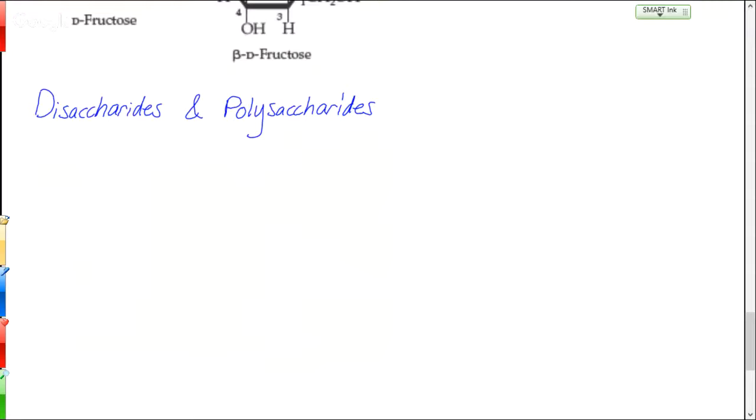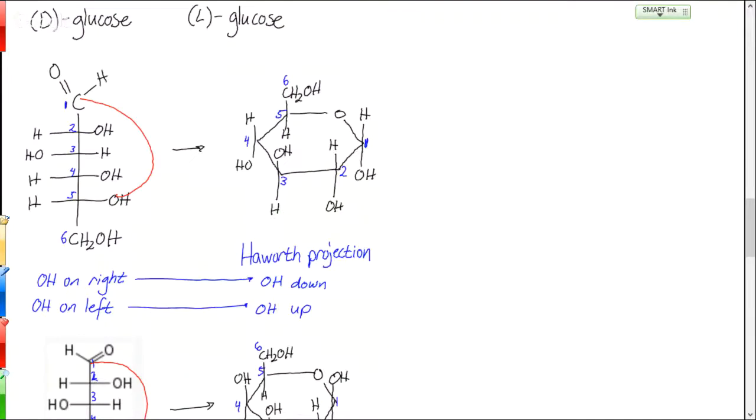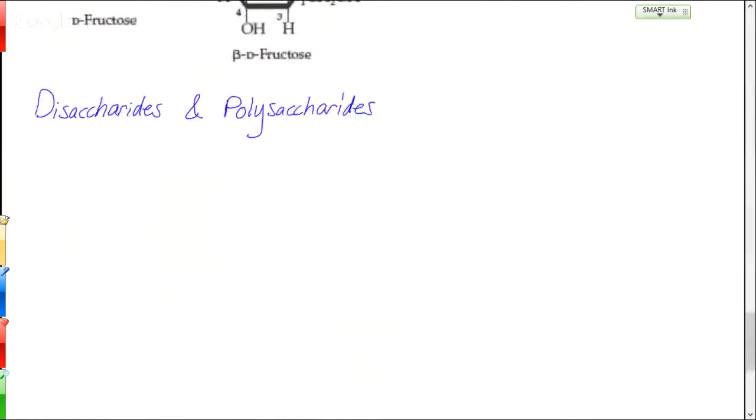2 sugars or many sugars. Yeah, 2 sugars or many sugars. So those molecules that we've been looking at so far, all of these are monosaccharides, single sugars, sometimes called simple sugars. And these structures are now a little bit larger, and these are molecules that are made from hooking other sugars together. So let's look at how that works. These are 2 or more sugars.